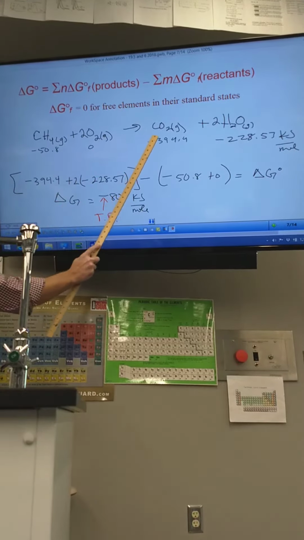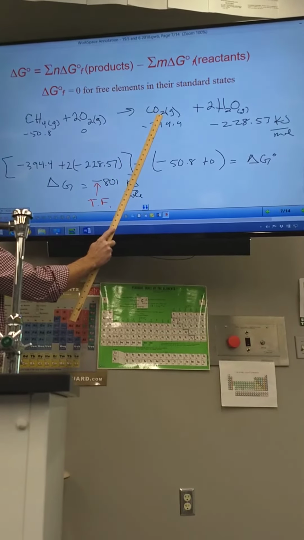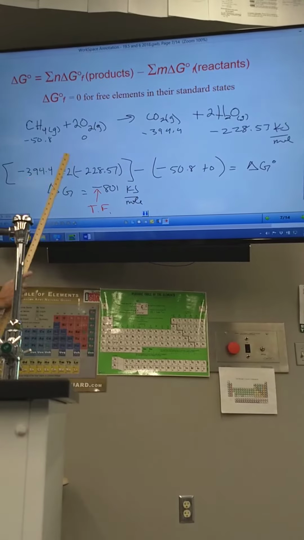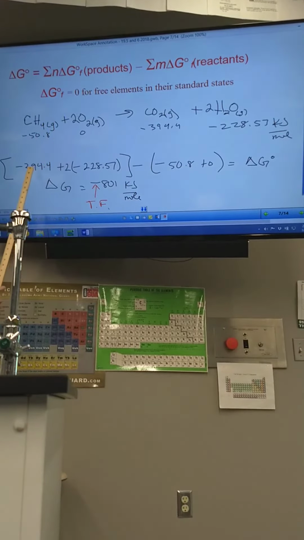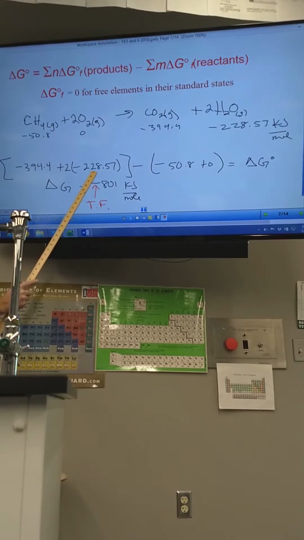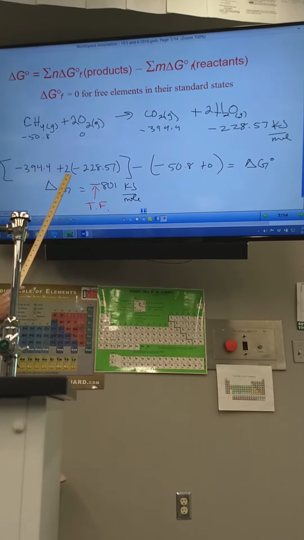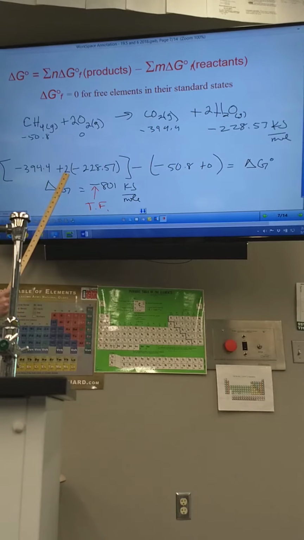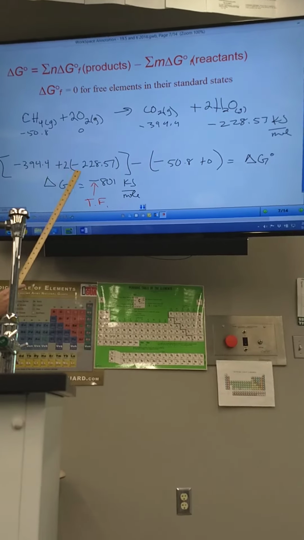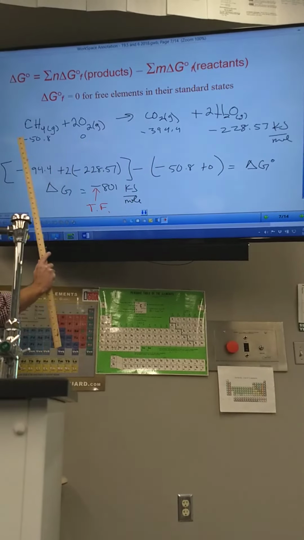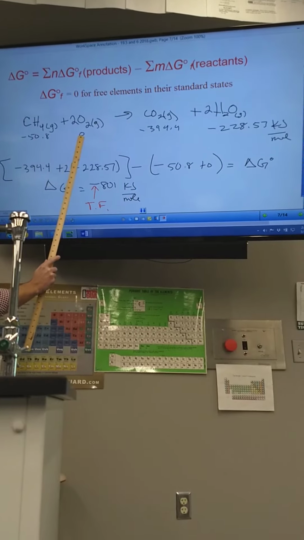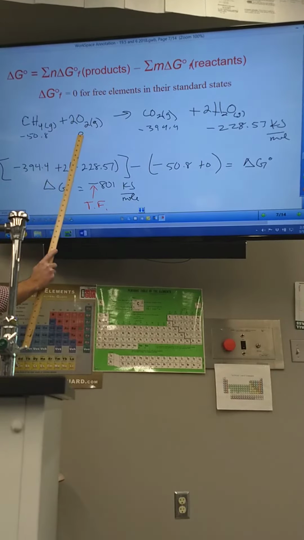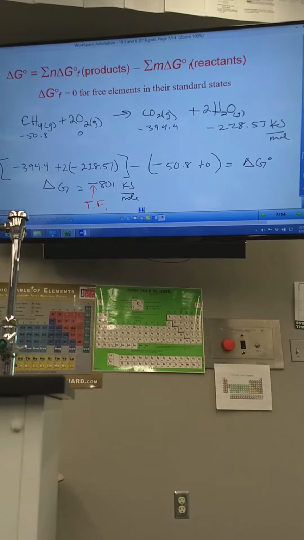So we take the products first and we're going to add them together. So these are your delta G_f numbers here in kilojoules. And I got a 2 there. That's your coefficient, if you have one, put that in front and then add those up, and then we're going to subtract from the reactant side. And you'll notice that delta G and delta H for free elements is 0.